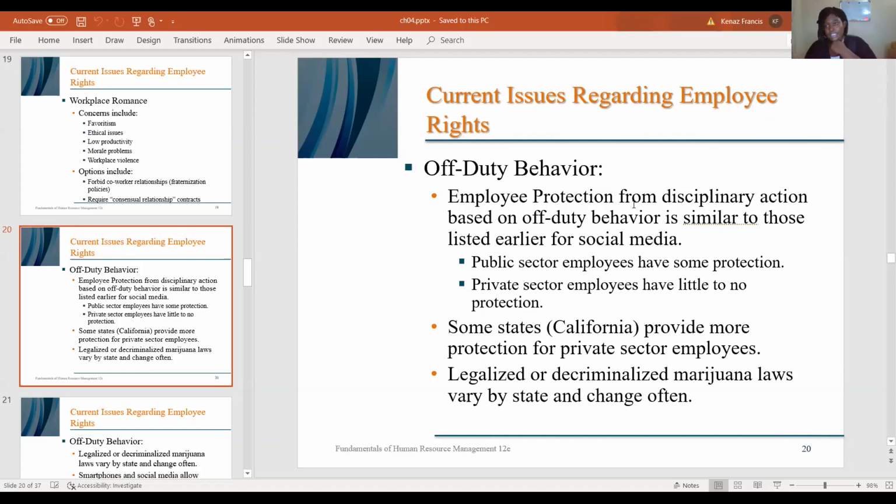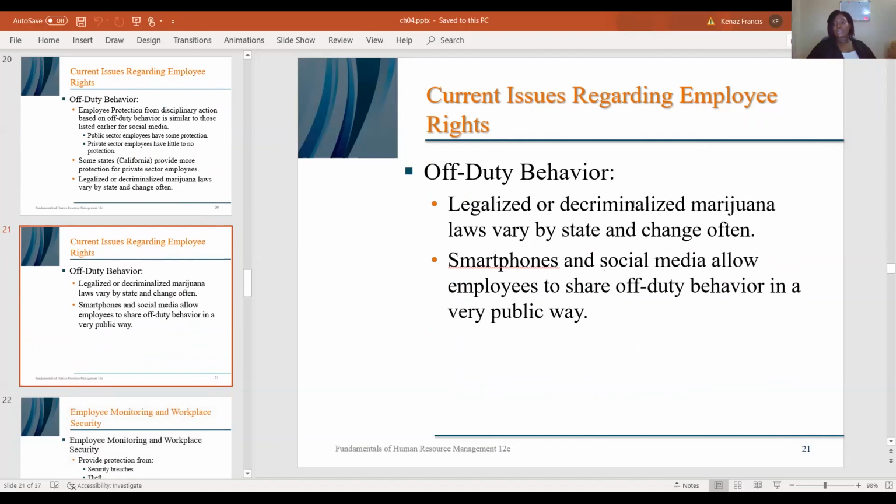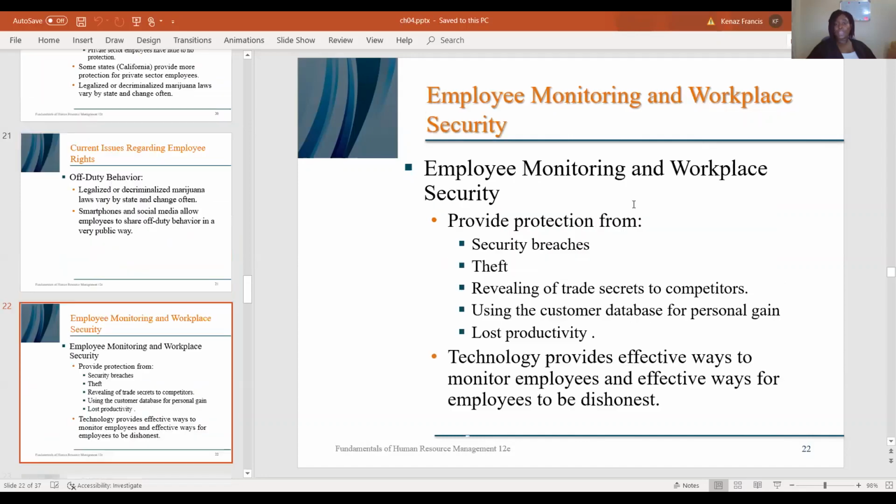So you may have a code of conduct document that you may need to sign when you're employed, and it may prohibit certain behavior even off duty. Right? And then the employer can decide you're not representing the company well. You are probably the face of the company, you hold a particular position, you may do something in your uniform, and they may decide to terminate your contract. Off-duty behavior. Legalized and decriminalized marijuana laws vary again from state to state, right? So smartphones and social media allow employees to share off-duty behavior in a very public way.